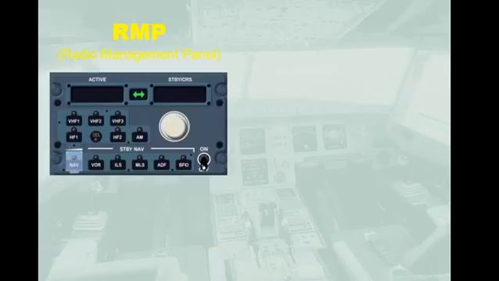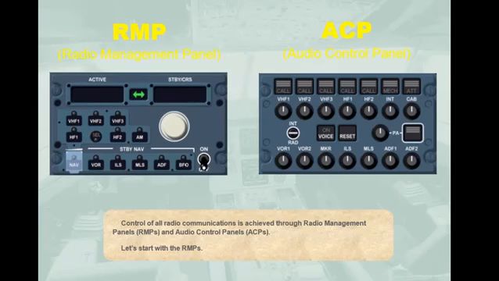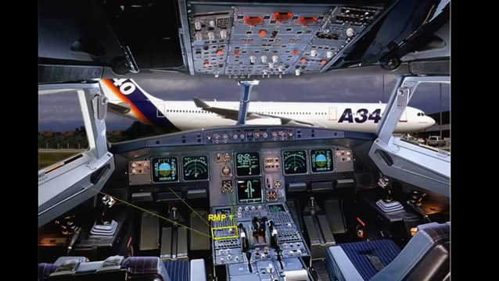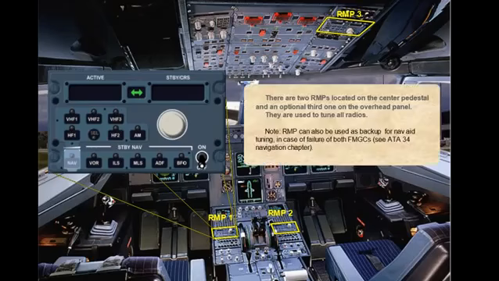Control of all radio communications is achieved through radio management panels, RMPs, and audio control panels, ACPs. Let's start with the RMPs. There are two RMPs located on the center pedestal and an optional third one on the overhead panel. They are used to tune all radios. Note, RMP can also be used as backup for nav aid tuning in case of failure of both FMGCs. See A320 navigation chapter.